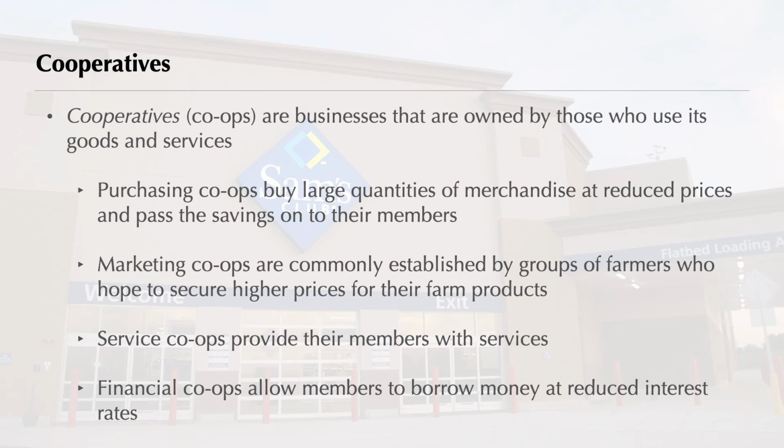There are many types of cooperatives. Purchasing cooperatives like Price Club and Sam's Club are retail stores that buy large quantities of merchandise at reduced prices and pass these savings on to their members. Marketing cooperatives are commonly established by groups of farmers who hope to secure higher prices for their farm products. Service cooperatives provide members with services such as electrical power, health care, or legal assistance. Credit unions are financial cooperatives that allow members to borrow money at reduced interest rates.